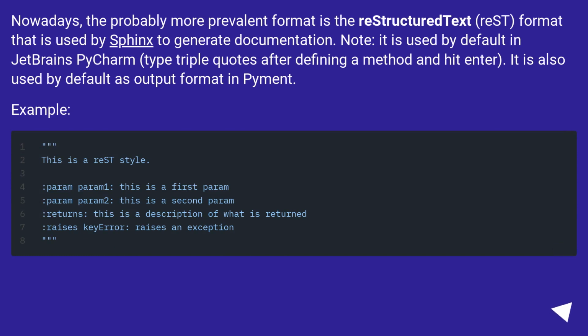Nowadays, the probably more prevalent format is the reStructuredText, reST, format that is used by Sphinx to generate documentation. Note, it is used by default in JetBrains PyCharm. Type triple quotes after defining a method and hit enter. It is also used by default as output format in Pyment. Example.